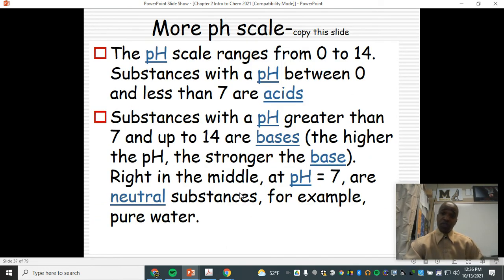The pH scale ranges from 0 to 14. Substances with a pH between 0 and less than 7 are called acids. Substances with a pH greater than 7 up to 14 are called bases. The higher the pH, the stronger the base. Right in the middle is everything that is neutral. Neutral is 7, okay, like pure water.